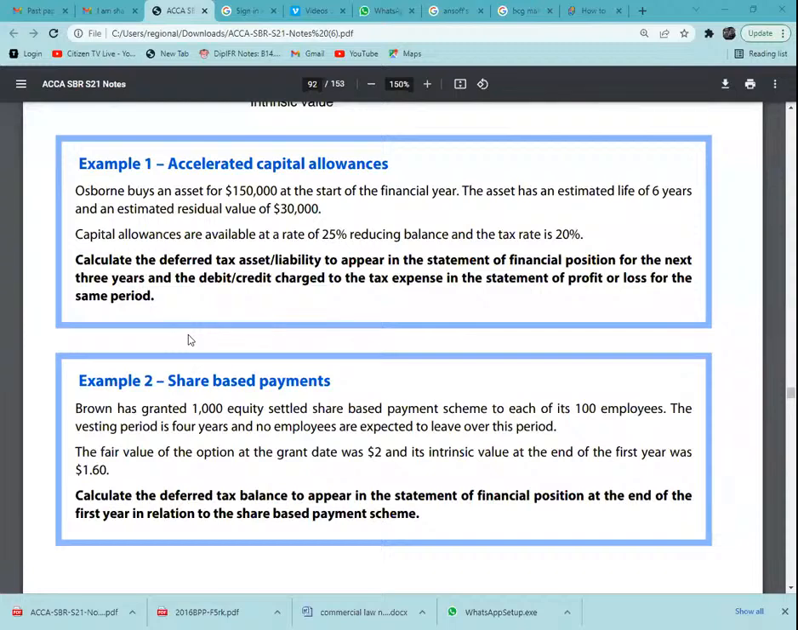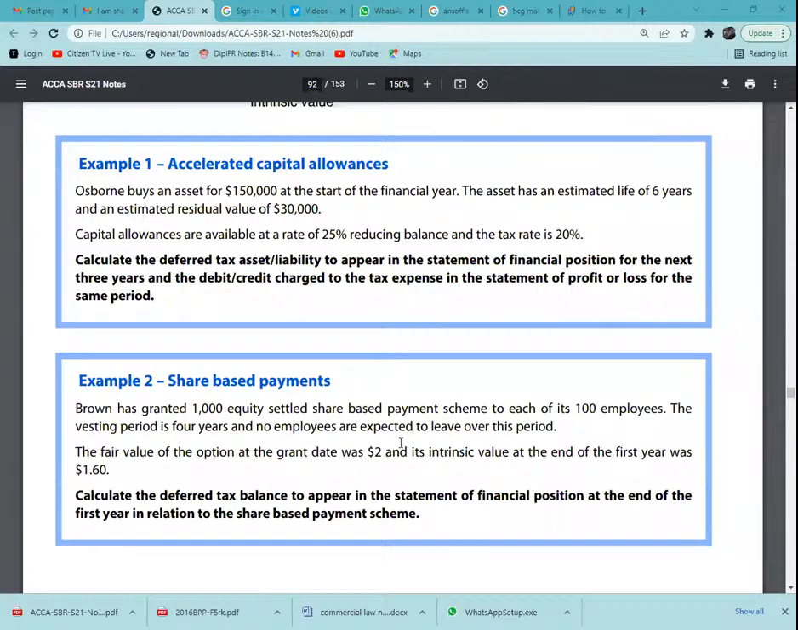Brown has granted 1,000 equity settled share-based payment scheme to each of its 100 employees. The vesting period is 4 years and no employees are expected to leave over this period. The fair value of the option at the grant date was $2 and its intrinsic value at the end of the first year was $1.6. Calculate the deferred tax balance to appear in the statement of financial position at the end of the first year in relation to the share-based payment scheme.